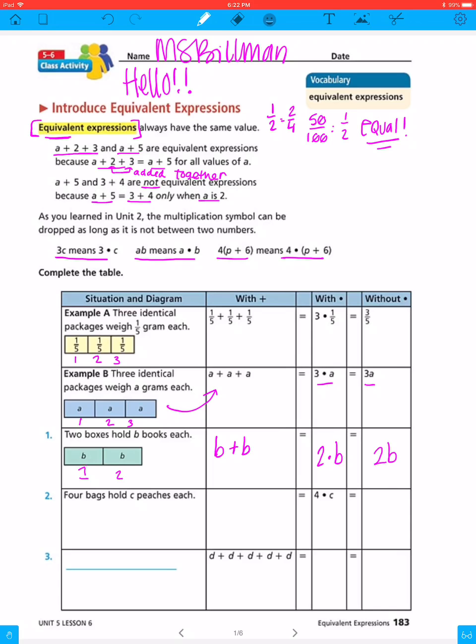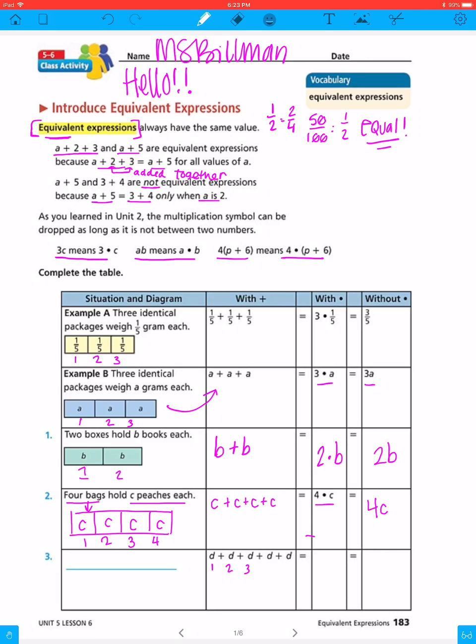4 bags hold c peaches each. So I need to draw 4 bags or 4 boxes, and I'm going to label each with the letter c. I don't know how many peaches are in there, or maybe it's by weight, we're not told, but they hold c peaches. If I write this as an addition problem, it would be c plus c plus c plus c, or multiplication would be 4 multiplied by c or 4c. At this point, you can pause it and you try number 3.